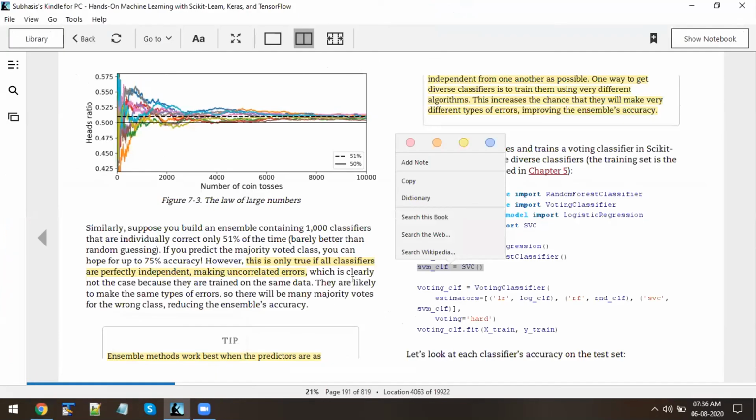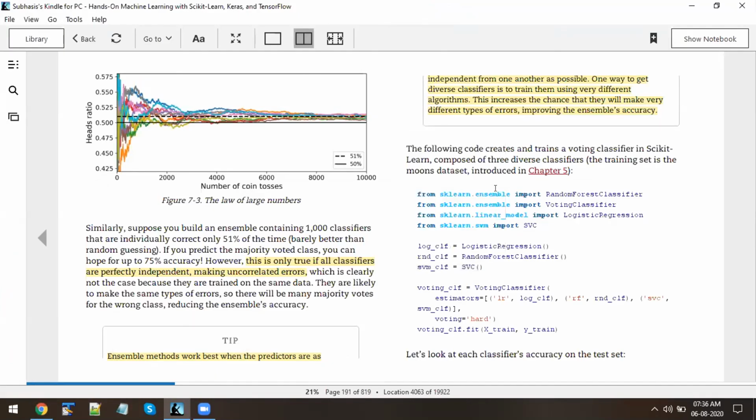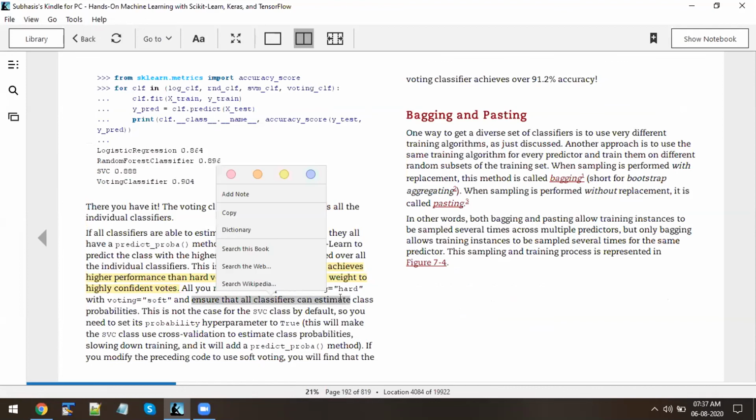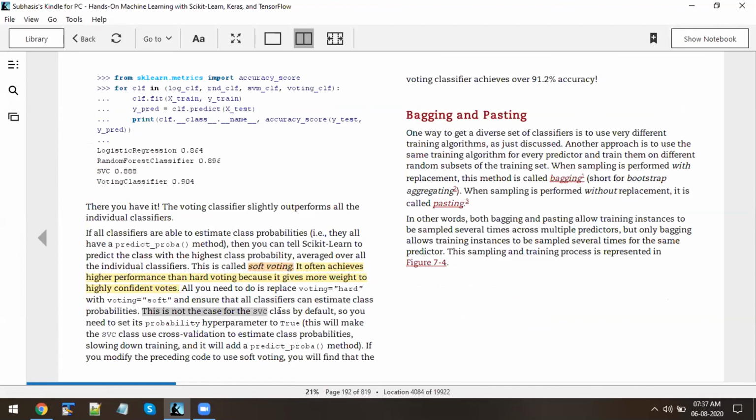Right. Here they mention: if all classifiers are able to estimate class probability, that is, they all have a predict proba method, then you can tell scikit-learn to predict the class with the highest class probability, averaged over all the individual classifiers. This is called soft voting. It often achieves higher performance. All you need to do is replace voting equals hard with voting equals soft, and ensure that all the classifiers can estimate class probability. This is not the case for the SVC class by default, so you need to set its probability parameter to true. This will make the SVC class use cross validation, and it will add a predict proba method.